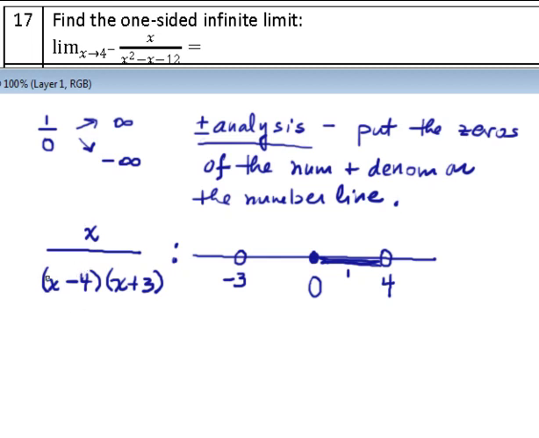1 minus 4 is negative. 1 plus 3 is positive. So we have two positives and a negative. That makes the expression negative. And that tells us that this limit is minus infinity.